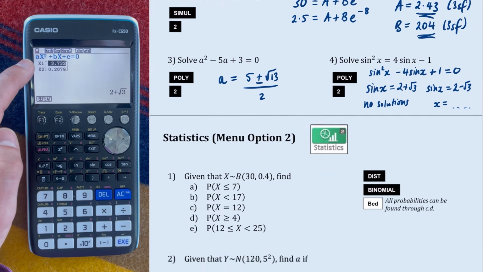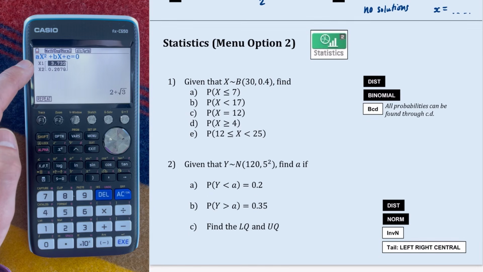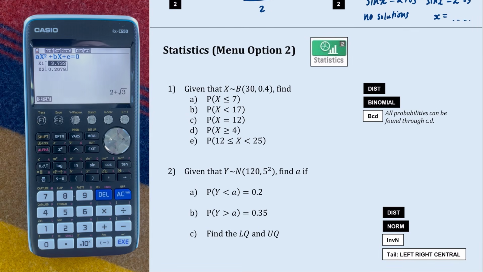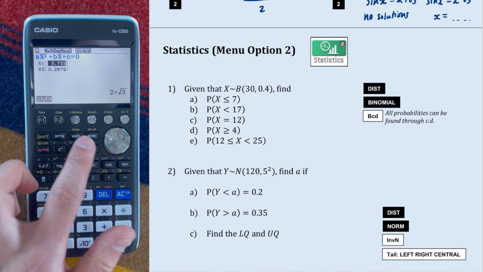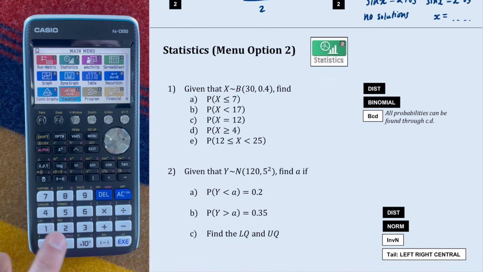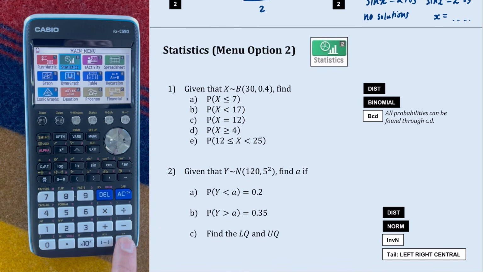Okay, the last part that I wanted to talk to you about is some of the features that you can do with statistics on this calculator, because they are much better than the Classwiz. So I'm going to jump back to the menu and I'm going to press number 2 for statistics, or you could scroll there and press execute.